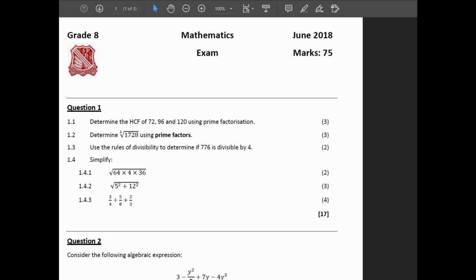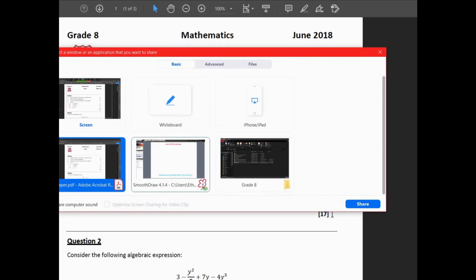Okay, so you should be finished now. So I'm going to do the solutions for these questions. We can see in question 1.1 that it says determine the HCF, the highest common factor, of 72, 96 and 120 using prime factorization. Okay, so I'm just going to get onto my page over here so I can do the solutions.